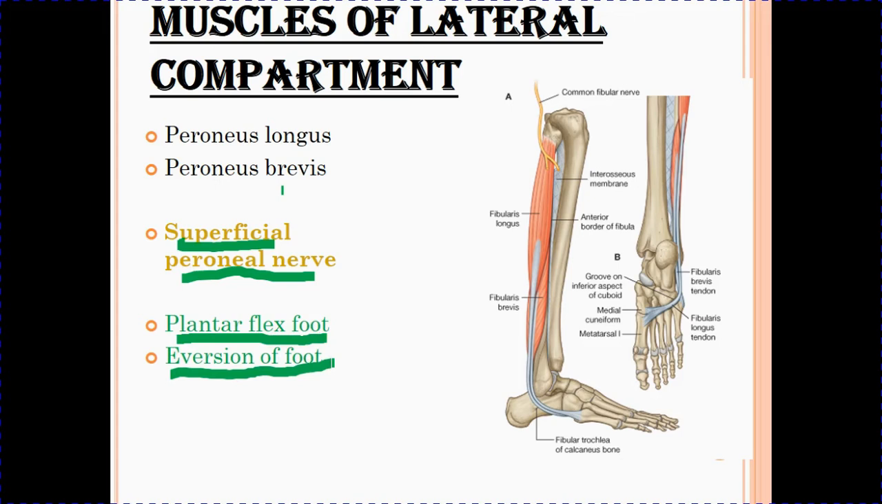Now, what do I mean by plantar flexion of foot? It is the movement of foot in such a way that the sole faces backward, or when you stand on your toes, this is plantar flexion of foot. Standing on your toes so that the sole faces backward. The second movement performed by these muscles is eversion of foot.